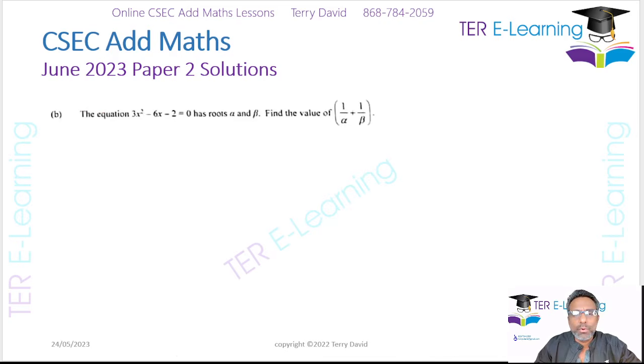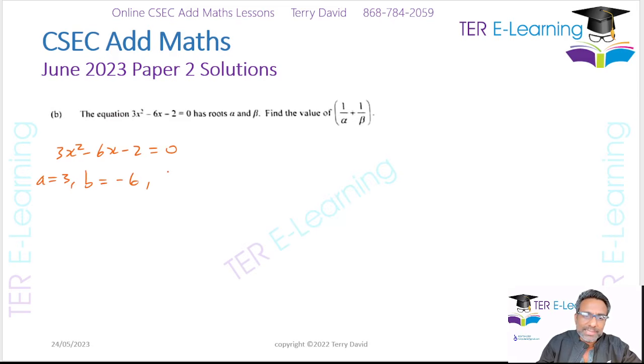All right, now this next one here, we have 3x squared minus 6x minus 2 is equal to 0. So that's a quadratic equation. What we can identify from this is that A is equal to 3, B is equal to minus 6, and C is equal to minus 2. They are telling us that the roots are alpha and beta.